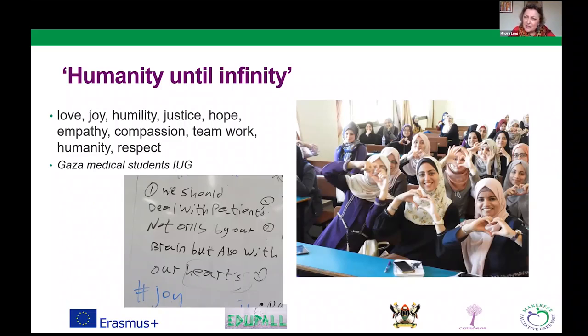And yet when we taught these undergraduate students about palliative care, I asked them, what values are you seeing in this? Right back to what Dr. Pereira was saying. What are the values? And look what they're mentioning. Isn't that wonderful? Dignity, compassion, humanity, respect. And one student used a phrase which has stayed with me, that palliative care represents humanity until infinity. Thank you very much.